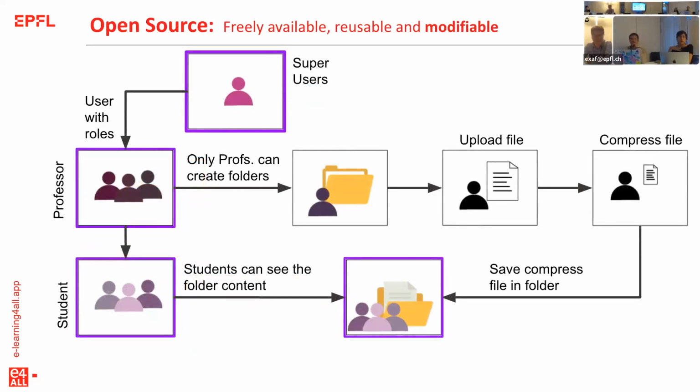In this example, we have 2 roles. So we have the professor role, and we also have the student role. And the professor role could create folders, can upload the files, can compress the file, and can save the files inside the folders, but the student role can only see the content inside the folder. So those are some examples of what we mean of modifiable.